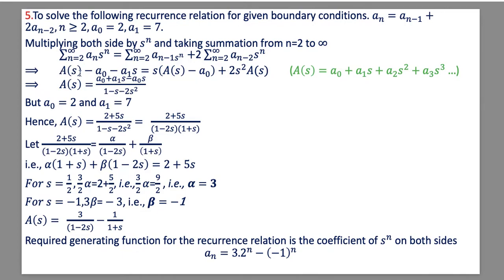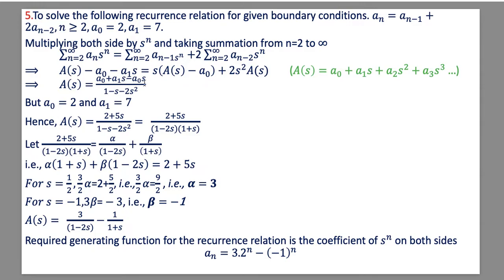So it means As minus a naught minus a1s is equal to s As minus a naught s plus 2s square As. And this implies As is equal to a naught plus a1s minus a naught s, and if you take As common, 1 minus s minus 2s square. If you put a naught equal to 2 and a1 equal to 7, then we get a naught is 2 and a1 is 7.